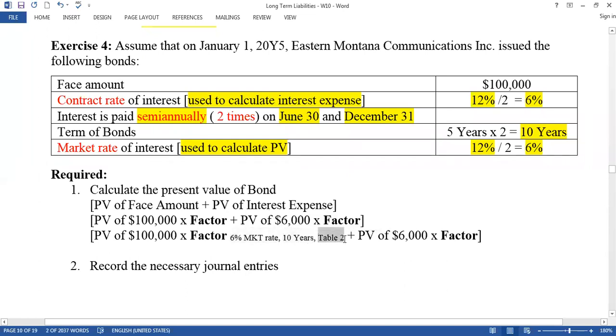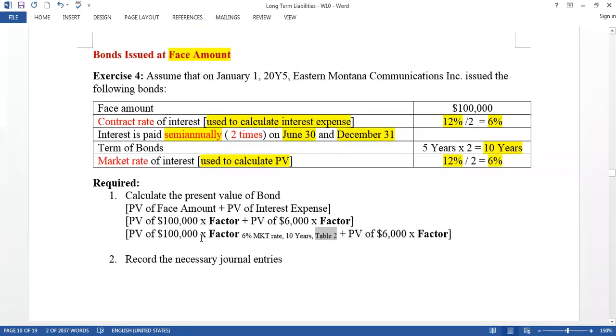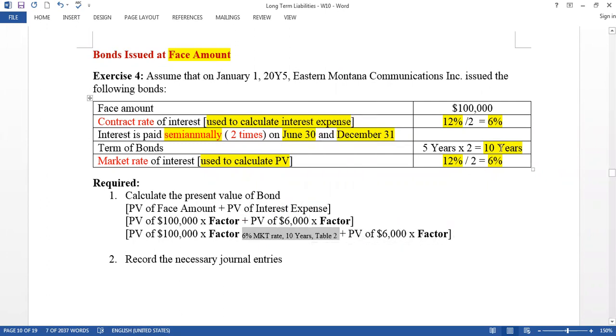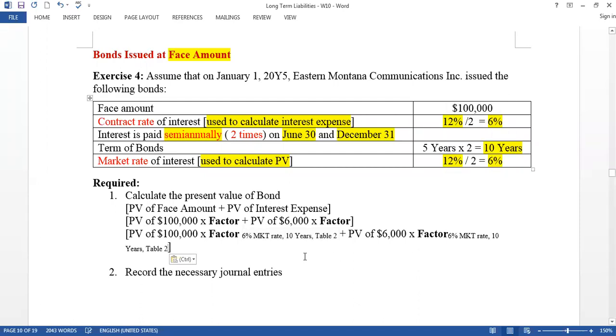And why are we going to use table 2? Because this face amount is only one time, right? The future cash flow of $100,000 is only one time. So we use table 2. But whenever we calculate the present value of interest, interest is not one time. Interest is 10 installments, so we're going to use table 4 here.